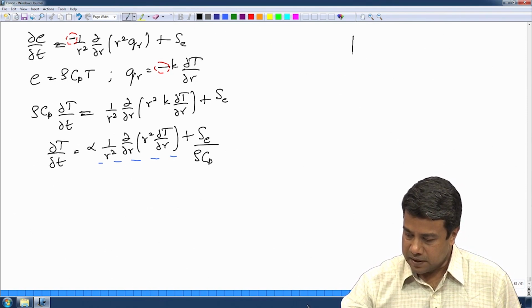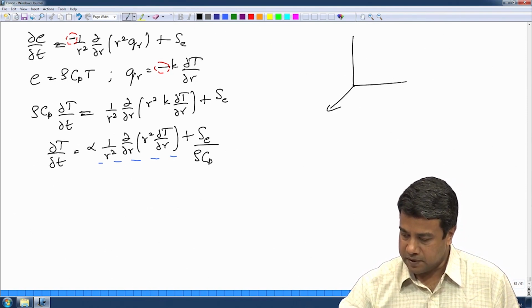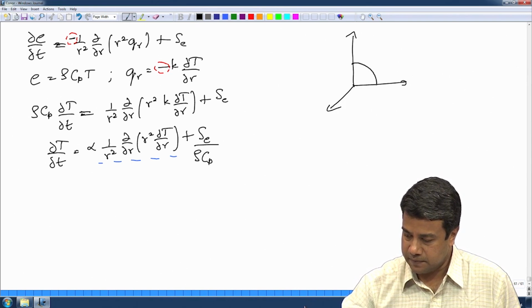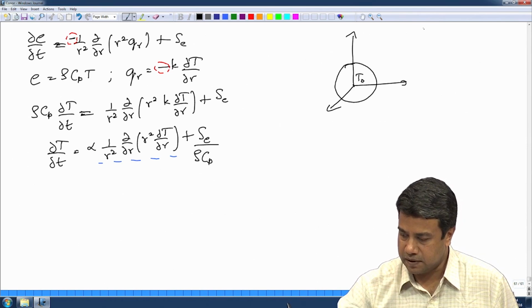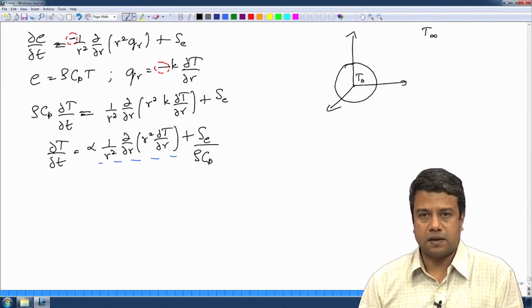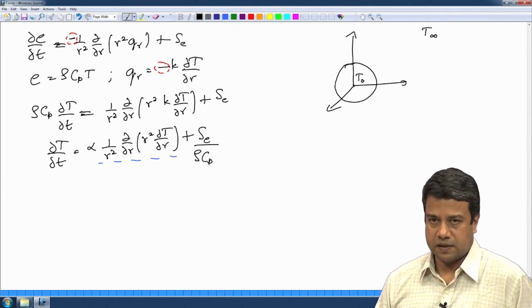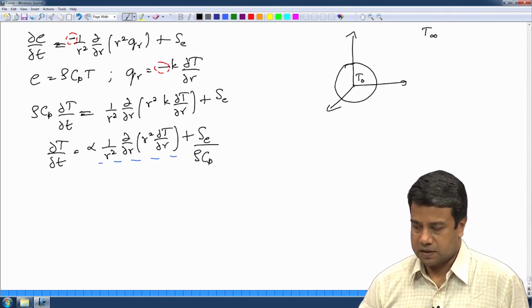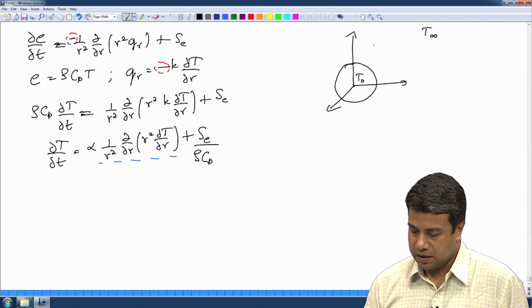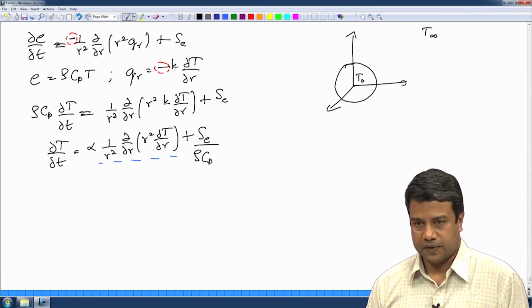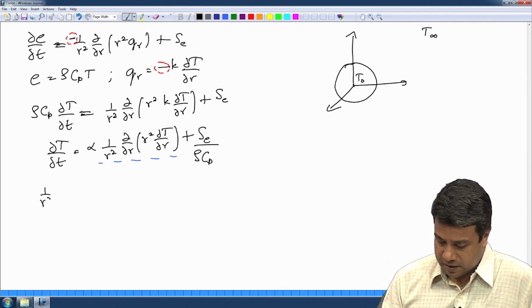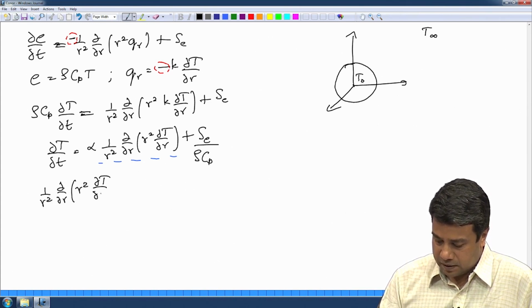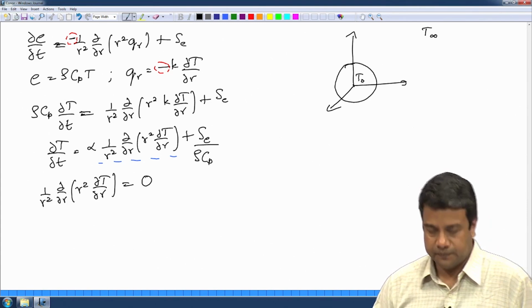This can be solved in simple cases. If I wanted to solve, for example, the temperature field around a spherical particle, let us say the particle was at temperature T naught and far away the temperature is T infinity. At the surface of the particle, the temperature is T naught. There are no sources within the fluid around the particle, and we will assume that it is at steady state. In that case, the equation just reduces to 1 by r square d by dr of r square dT by dr is equal to 0.